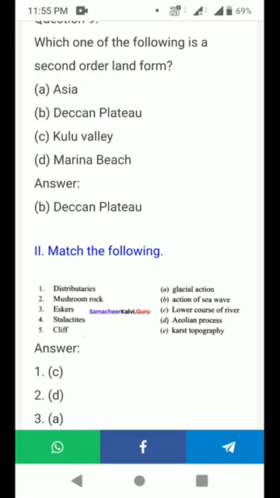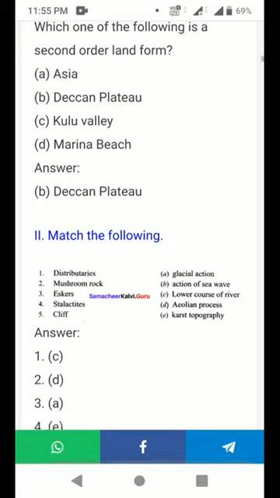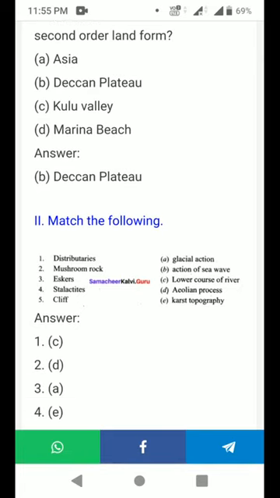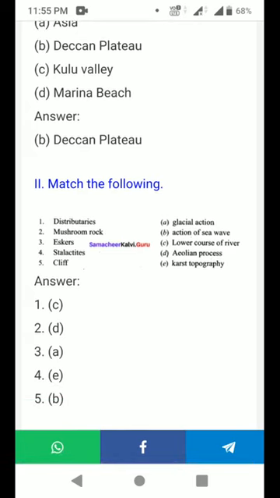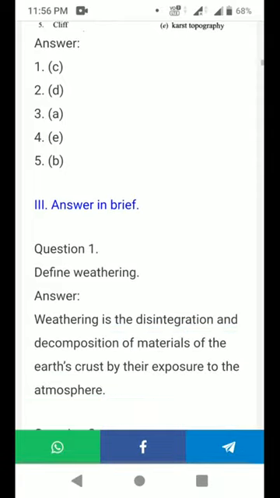Next, Roman number 2. Match the following. Here, first one, distributary, the correct answer is lower course of river. Second one, mushroom rock, that is aeolian process. Third one, escarpment, glacier action. Fourth one, stalactites, the correct answer is karst topography. Next, fifth one, cliff, that is the action of sea waves. Next, Roman number 3, answer in brief.